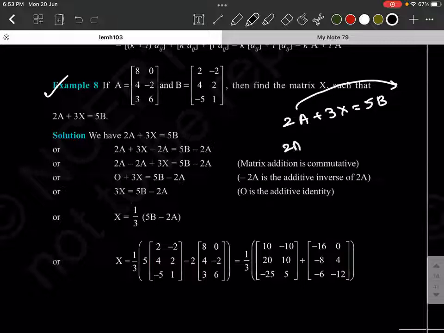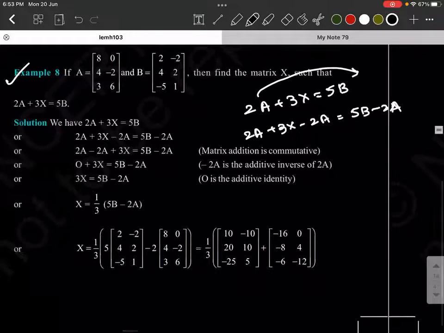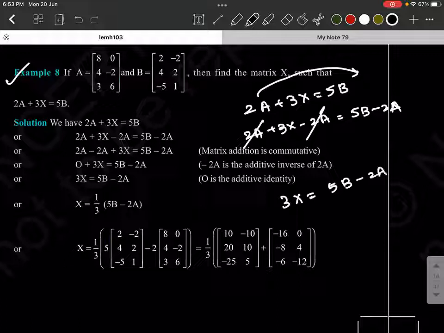Okay. So 2A plus 3X minus 2A is equal to 5B minus 2A. Means I'm adding minus 2A on both the sides, so that this and this will get cancelled. Now what will I get? 3 times X is equal to 5B minus 2A.